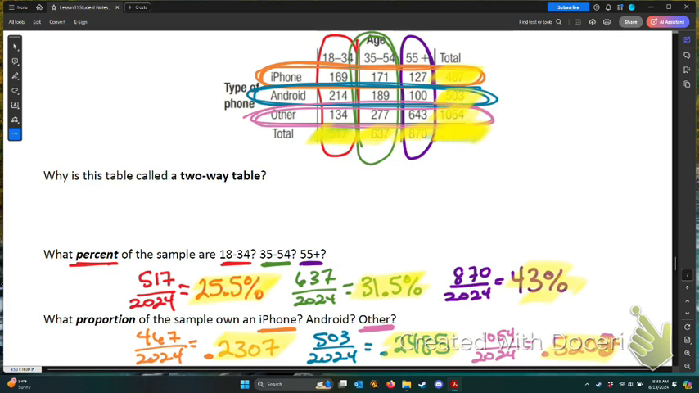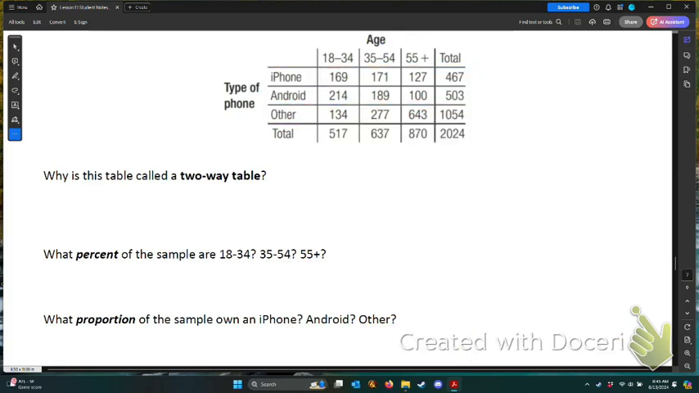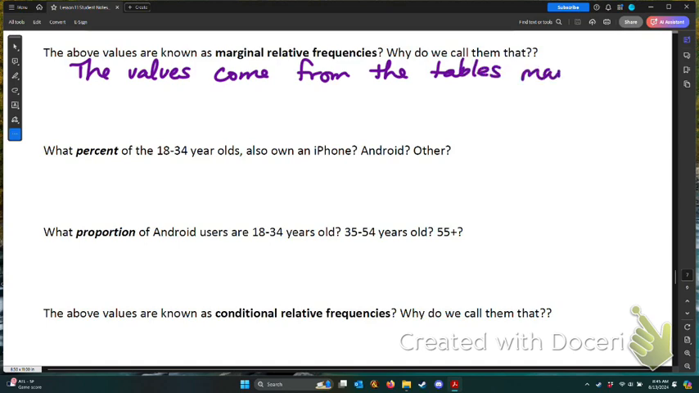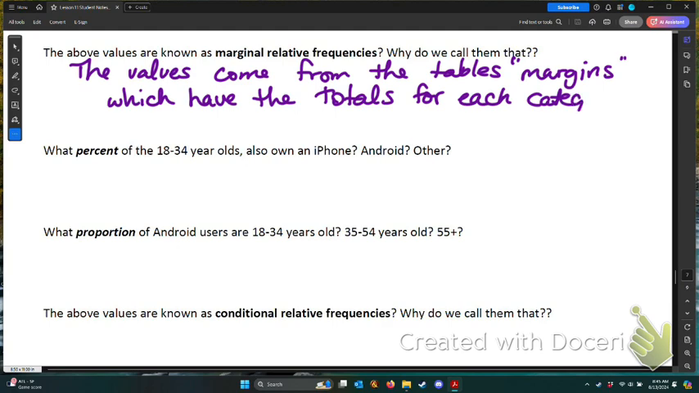So each of these is called a marginal relative frequency for age because it is the total over the total for the age categories. This is called the marginal relative frequency for type of phone because it was the total out of the total for the type of phone. And so it came out of the margins. Okay? Make sense? These are called marginal relative frequencies because the values come from the table's margins, which have the totals for each category. So it's always going to be a total over the entire table total anytime you're doing a marginal relative frequency.